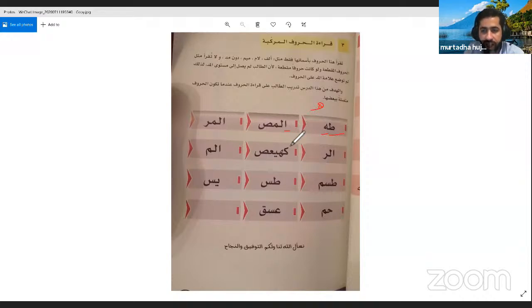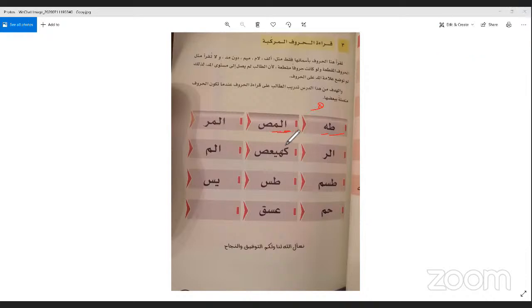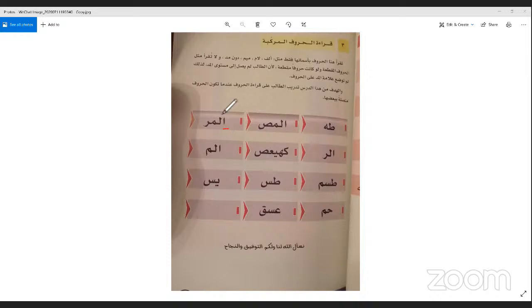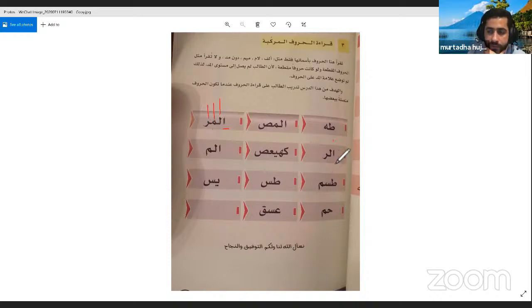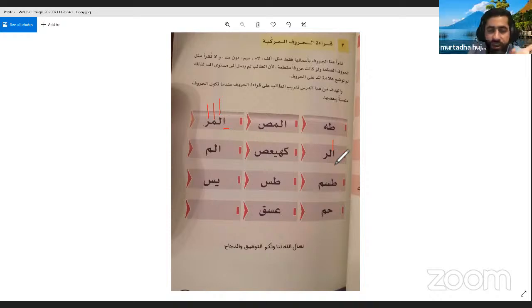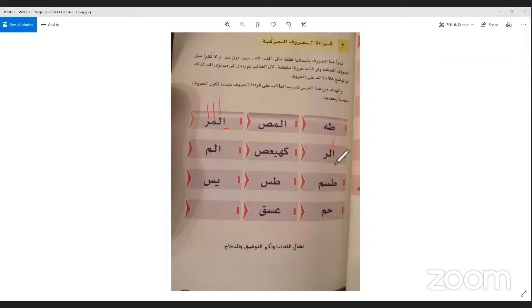Taha, here. Alif, lam, mim, mim, sad. Come on, with me together. Sad. Alif. Lam. Mim. Ra. So, Umrah? No, do not read it. This is just an exercise, simply recognizing the letter. It is not a word.